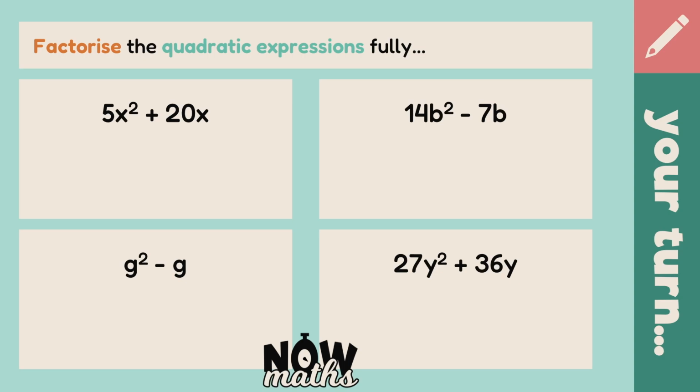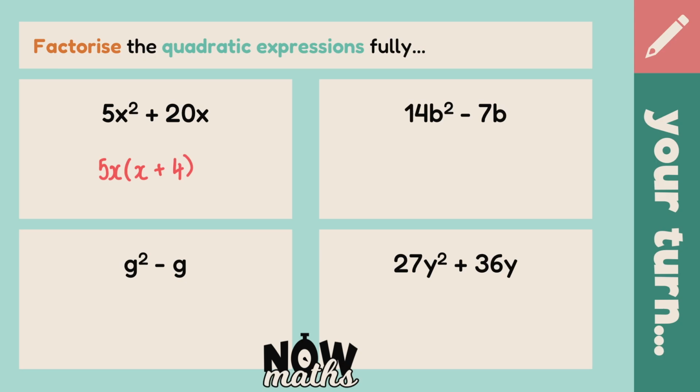For our first question, the highest common factor of 5x squared and 20x is 5x, so we take that to the front of our bracket. Then 5x squared divided by 5x is x, and 20x divided by 5x is 4. And the 4 is positive because so is the 20x, and we close our brackets, and that's our final answer.